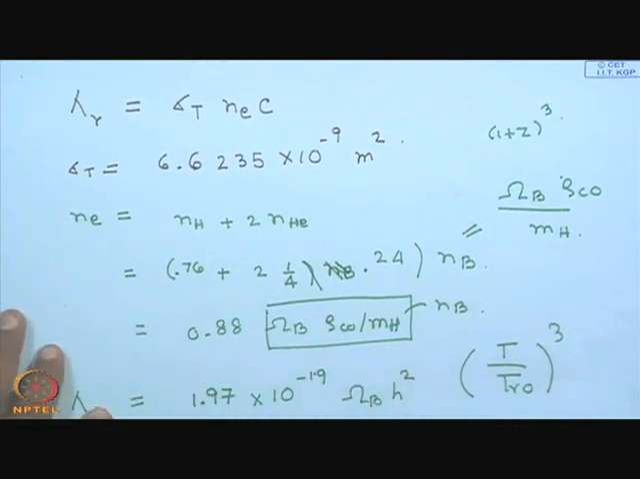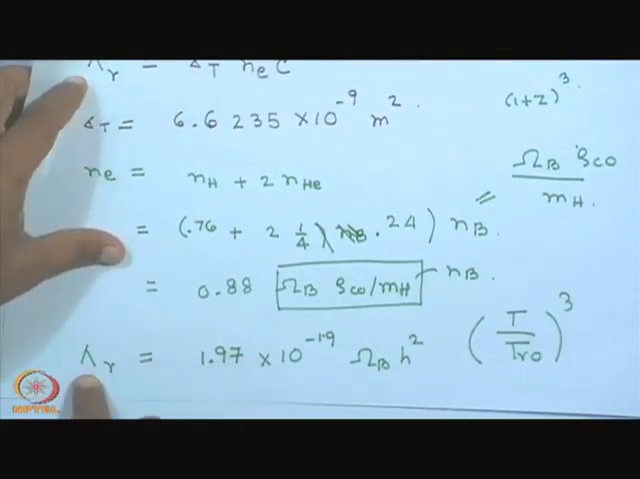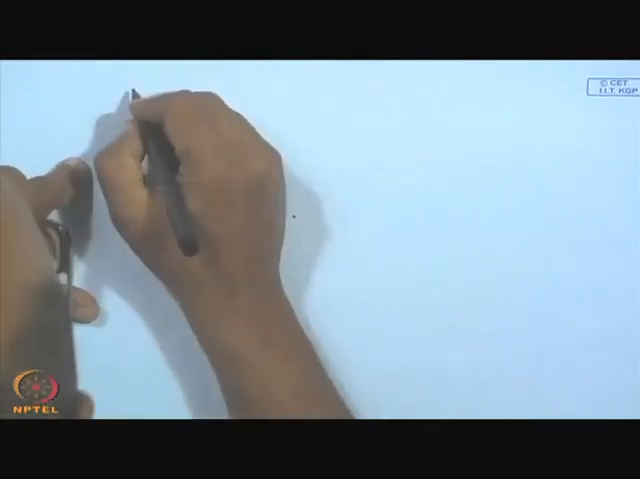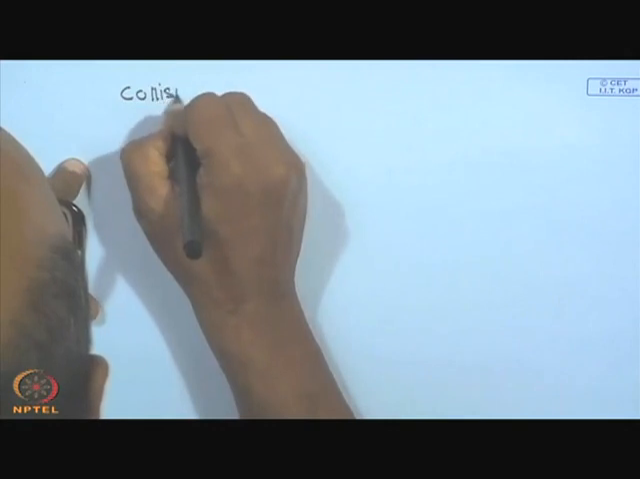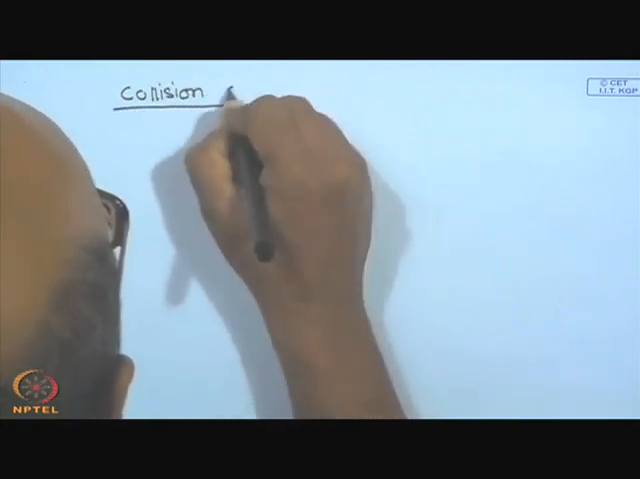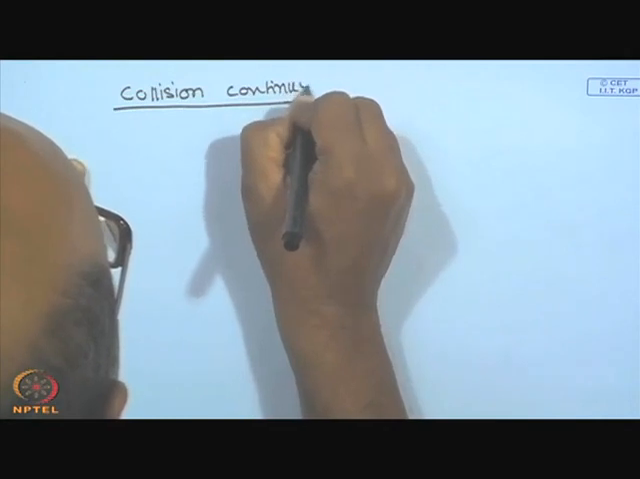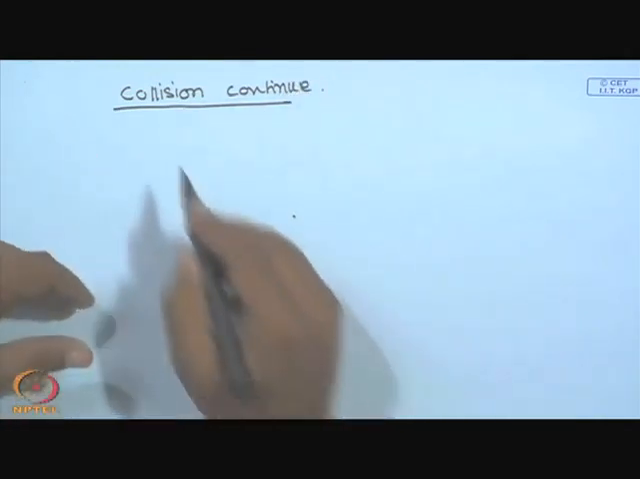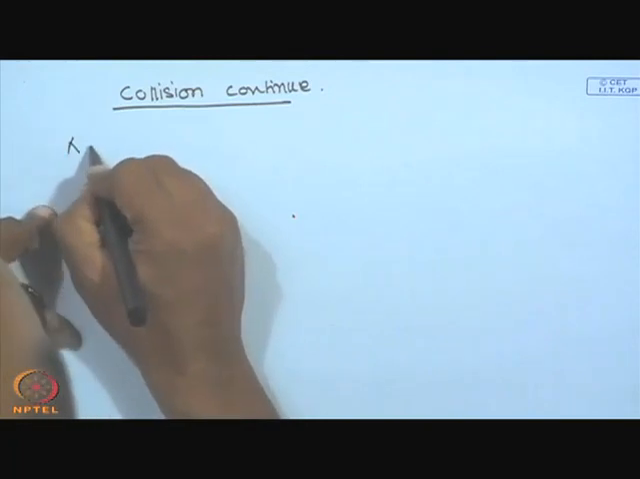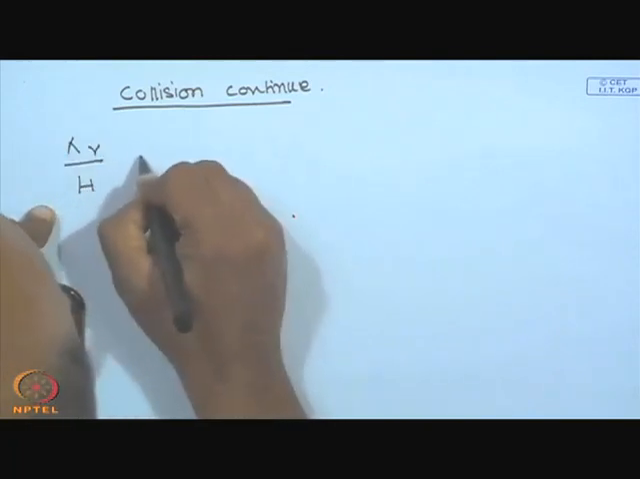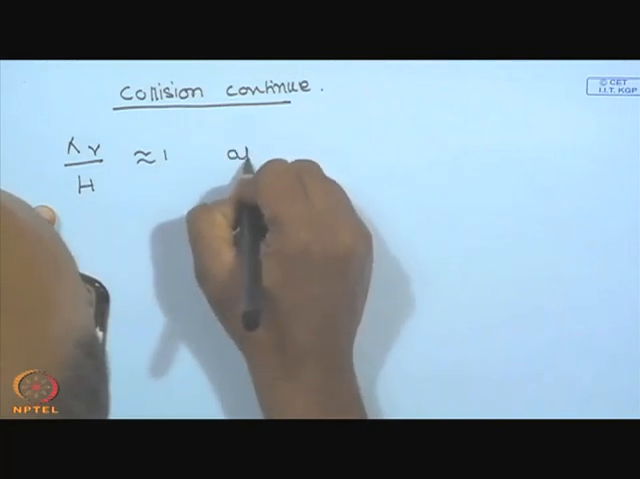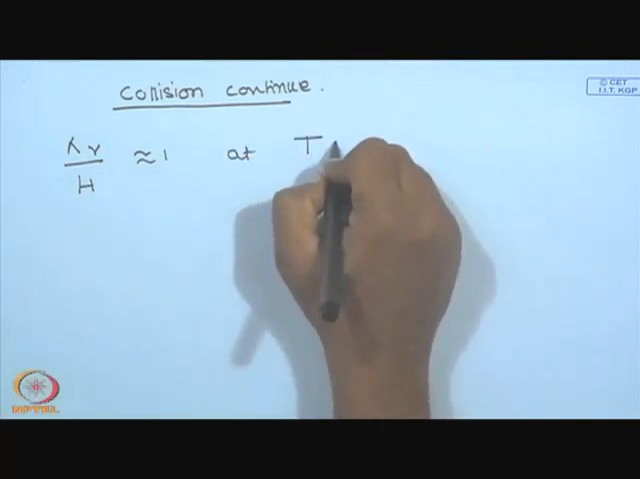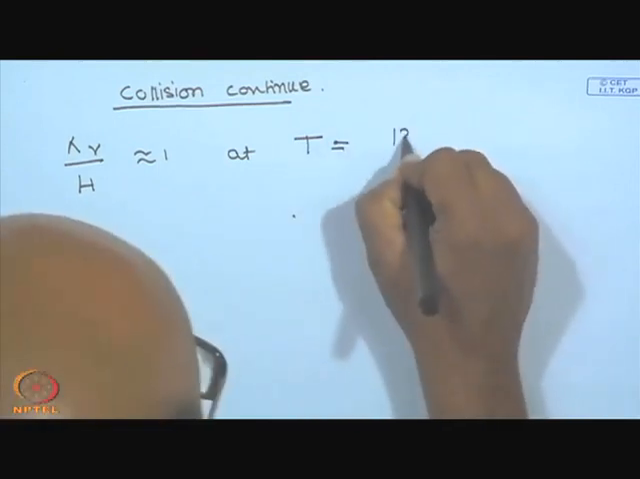For looking at whether the collisions are effective or not, you have to consider the ratio of the collision rate to the Hubble parameter. If you were to push this calculation all the way to the present, then it follows that the collision rate is of order unity when the universe has a temperature of 130 Kelvin.